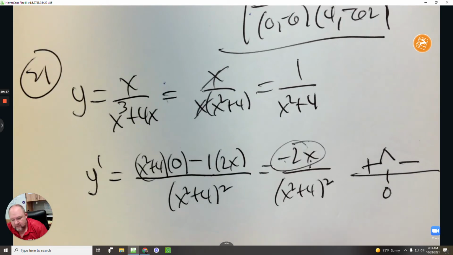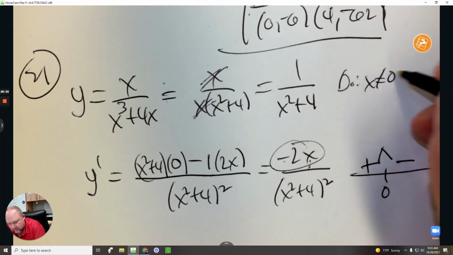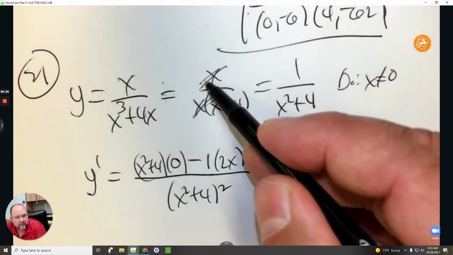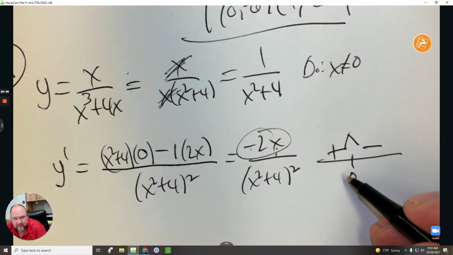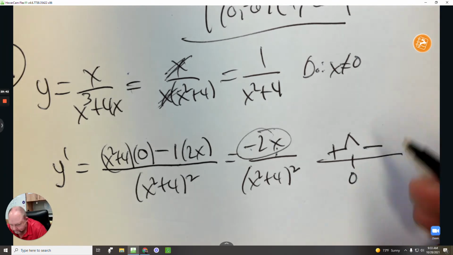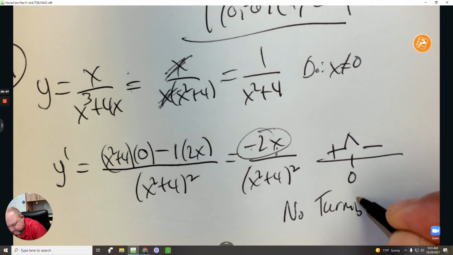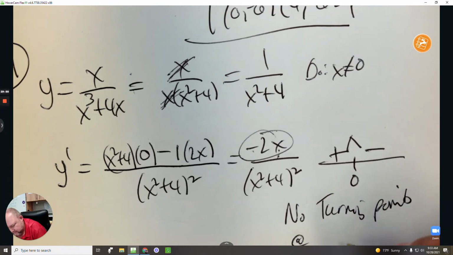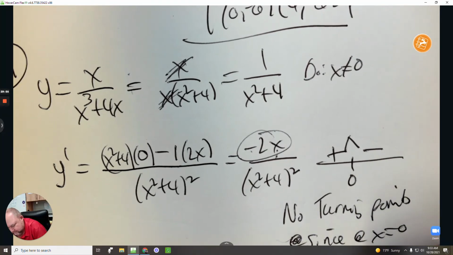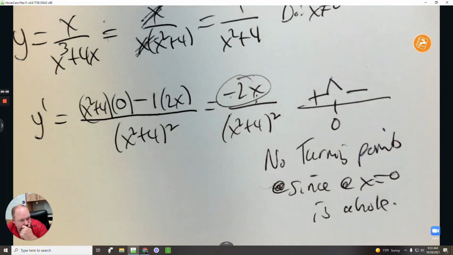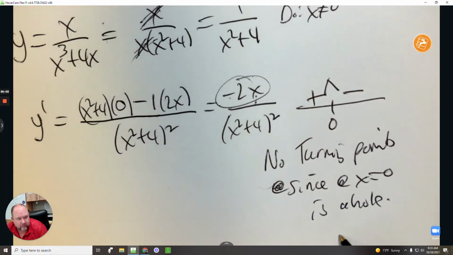But do you see what we removed? The domain restriction was that x can't equal 0. There's a hole at 0. So technically the hole creates a maximum, but there are no turning points. Our critical number is a hole, because that's what we removed. So therefore, there's no turning points there.